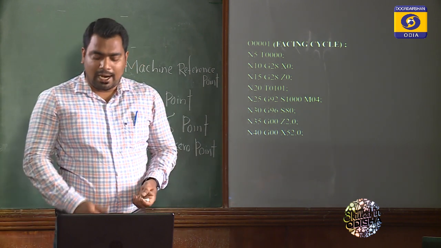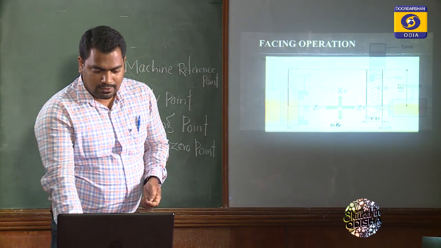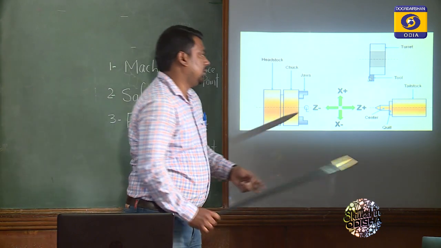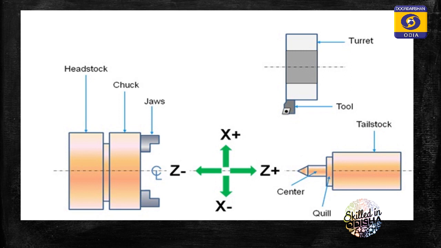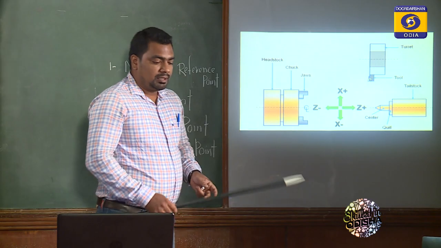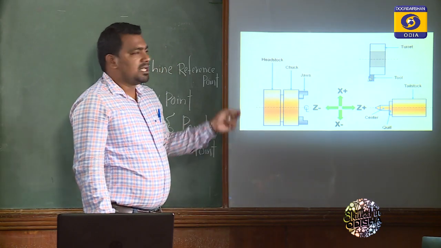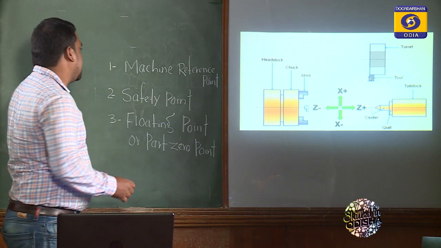In the previous slide I have shown it. This particular point is known as machine reference point. Then I have to bring the machine turret to a safety point that is not shown here.